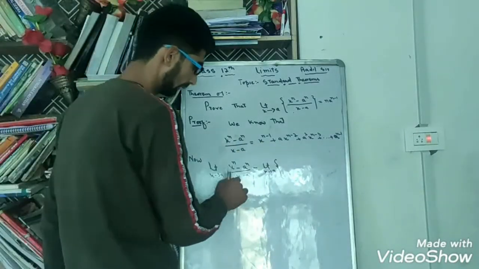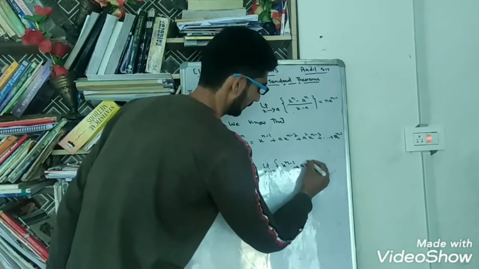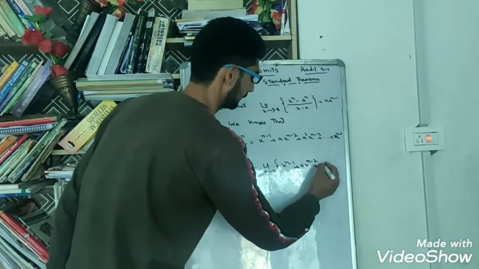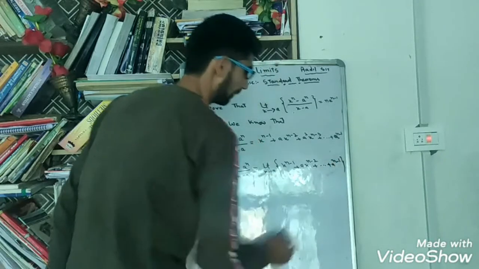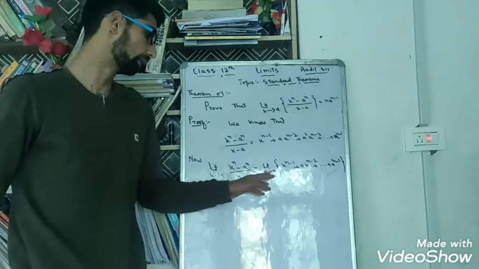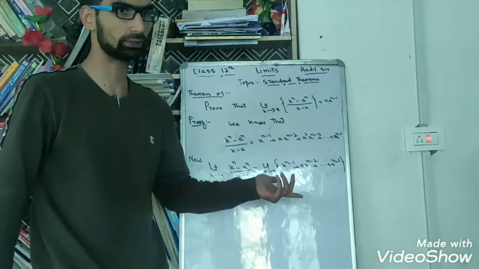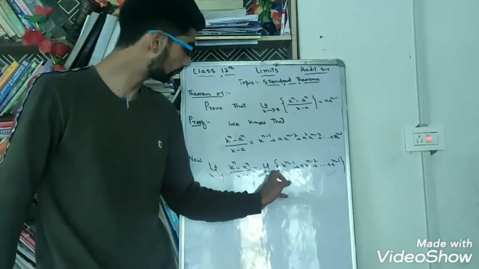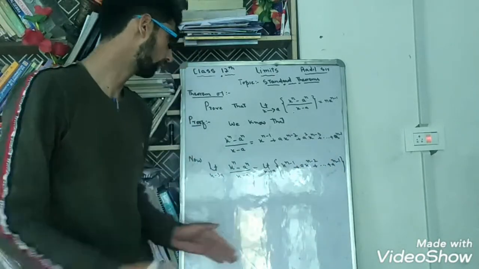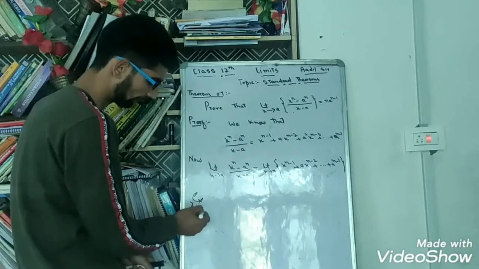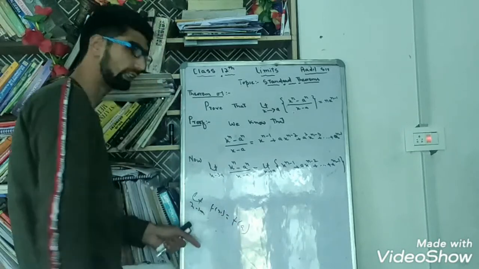So here it will be x^(n-1) + a x^(n-2) + and so on, plus a^(n-1). We know that beta, we can put the value of x as a when we are getting the value of the function as finite. Here, when we give the value of x as a, we are getting a finite value. So the limit as x tends to a of f(x) is equal to f(a), because we are getting it as finite.